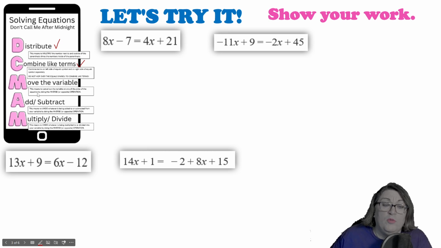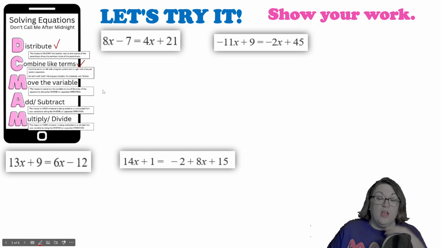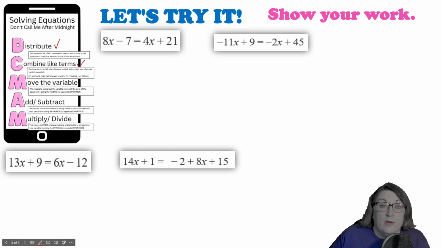And now we're on the move variable step. Again, it says at the bottom here, this means to cancel out the variable on one of the sides of the equation by doing the inverse or opposite operation. Well, what's going to make a 0 basically is what you should be asking yourself. How can I get rid of this 4x? I can get rid of the 8x or the 4x.